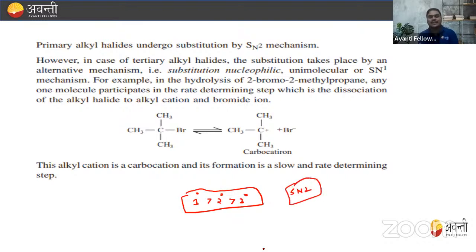But in case of a primary alkyl halide like CH3, we have 1 H, 1 H, 1 H, and this is a Br. So the size of this H atom is very, very small. So in this, the attack is very simple, right? But in case of the tertiary alkyl halide, due to the presence of 3 bulky CH3 groups, back attack is not possible. It is very difficult, right?